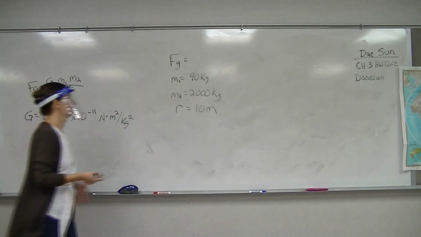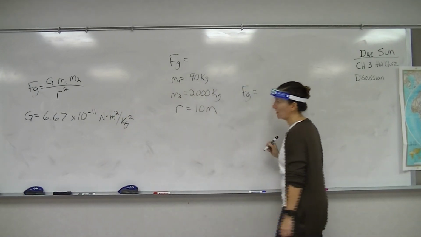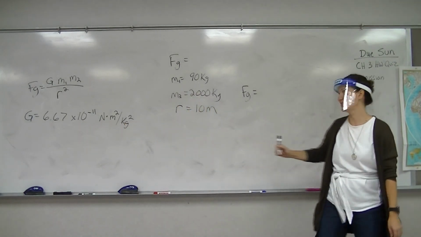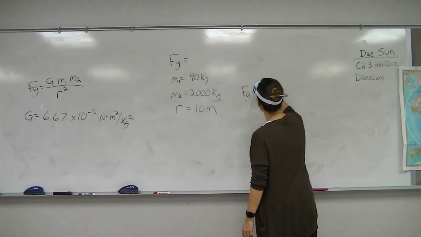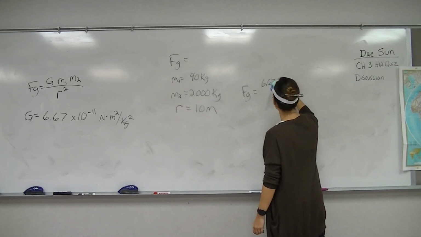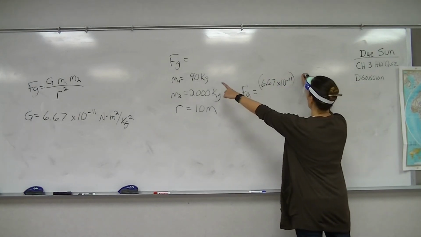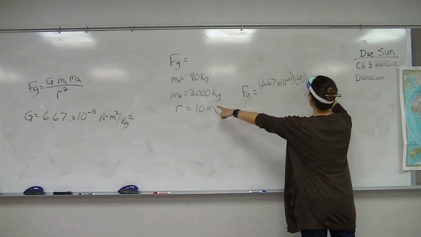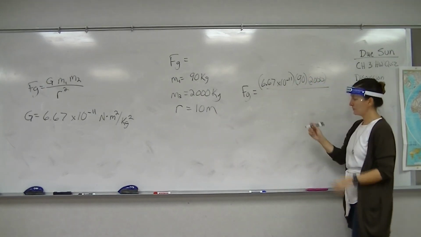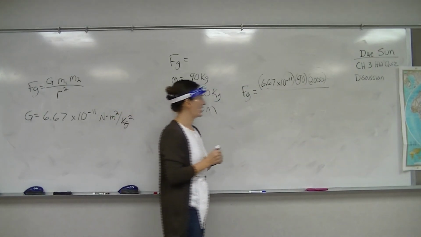Now all you do is plug in. The hardest part about these types of problems is actually the calculator work, because you're using scientific notation. Make sure to include for G that gravitational constant of 6.67 times 10 to the negative 11. Then my M1, so the person is 90, the car is 2,000. And then on the bottom, how far apart are those two objects? Well, they're 10 meters, but we need to square that.